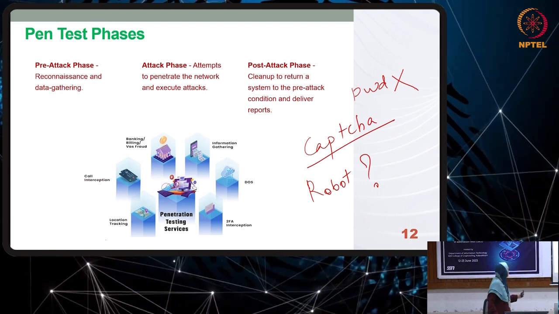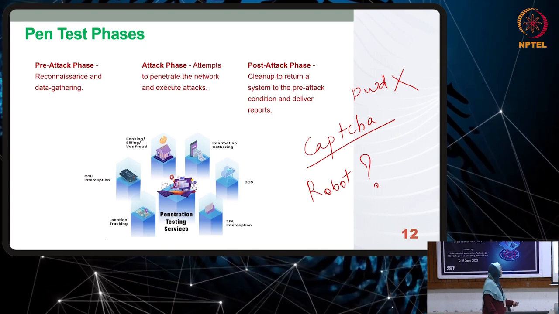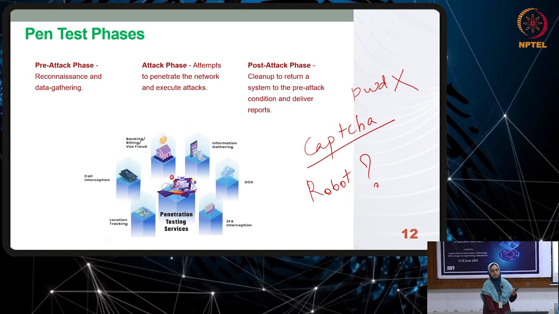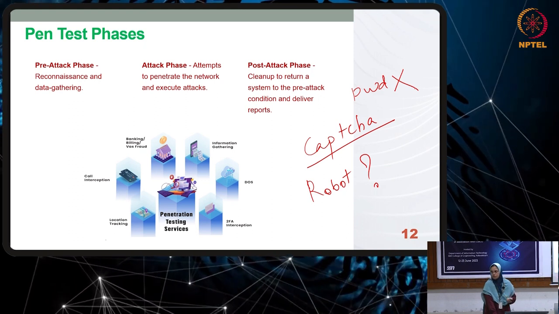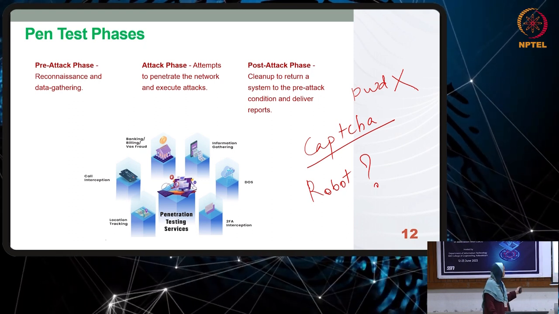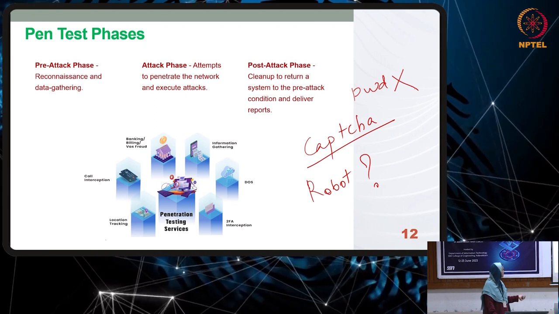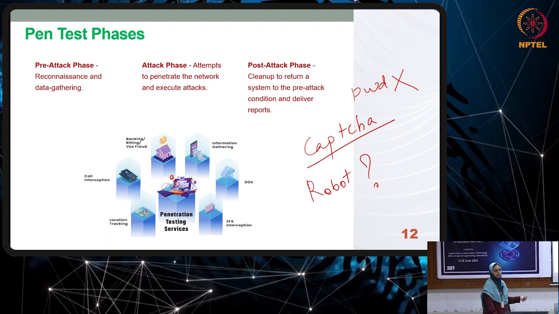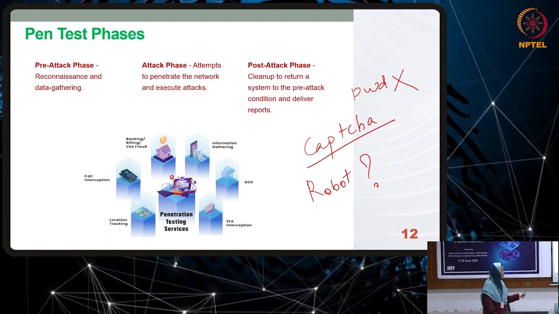Now, location tracking. If you enable the GPS on your mobile, anybody can find out where you are. Nowadays, location tracking on mobile devices has become so easy that you can find out where your victim is and in which location he is traveling.